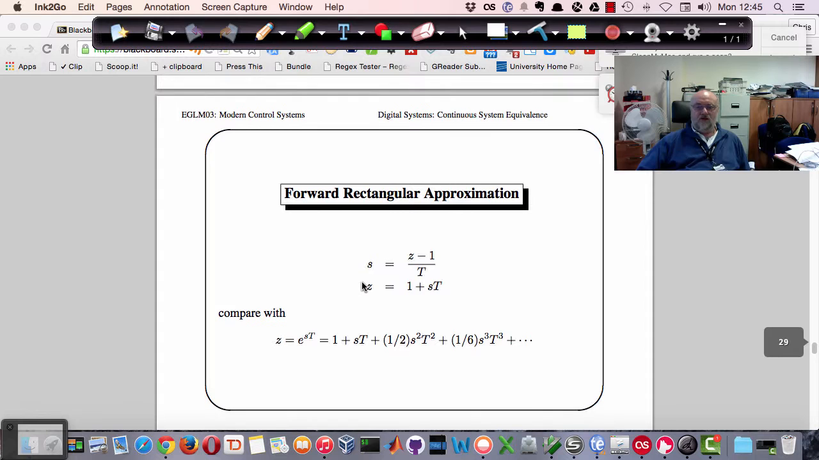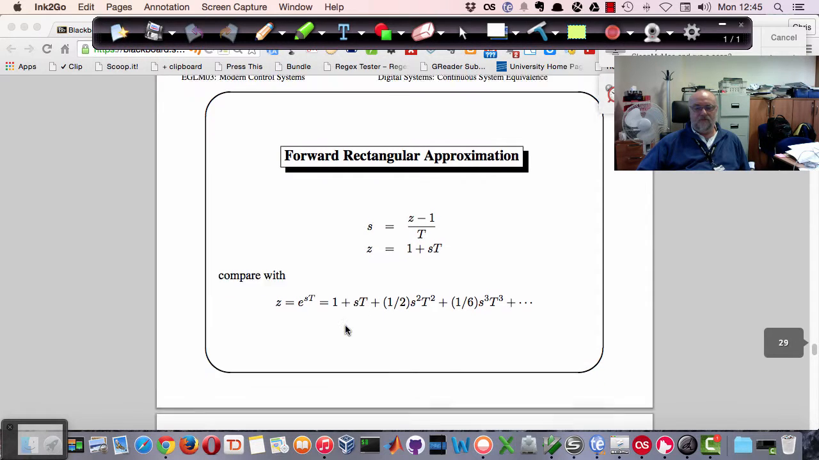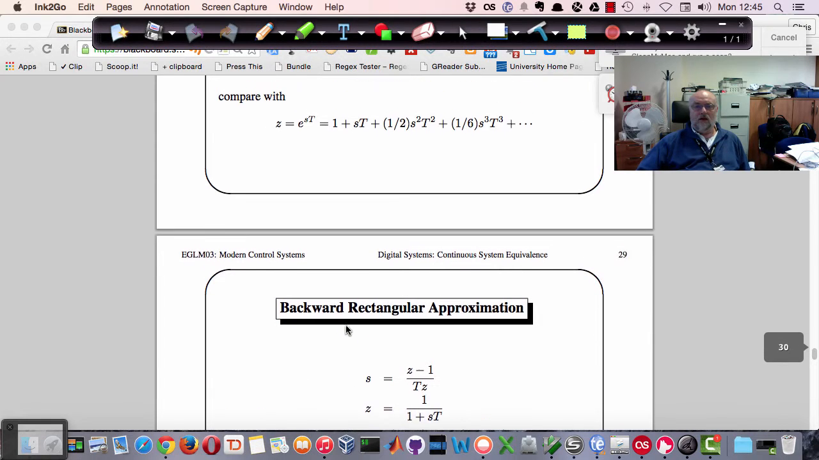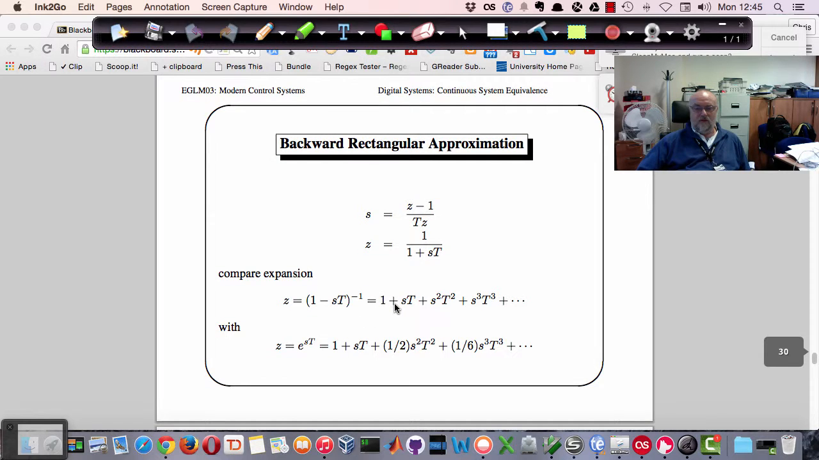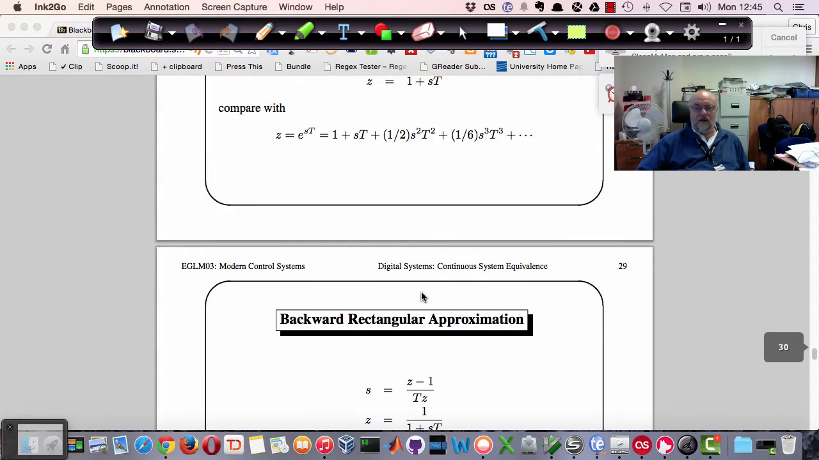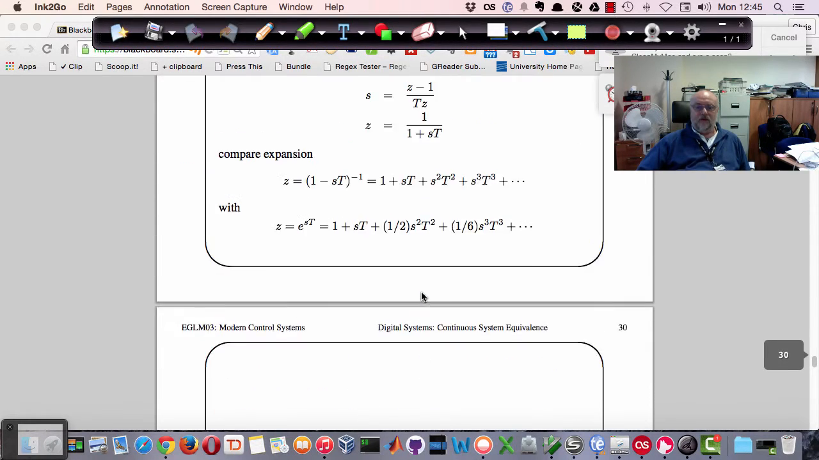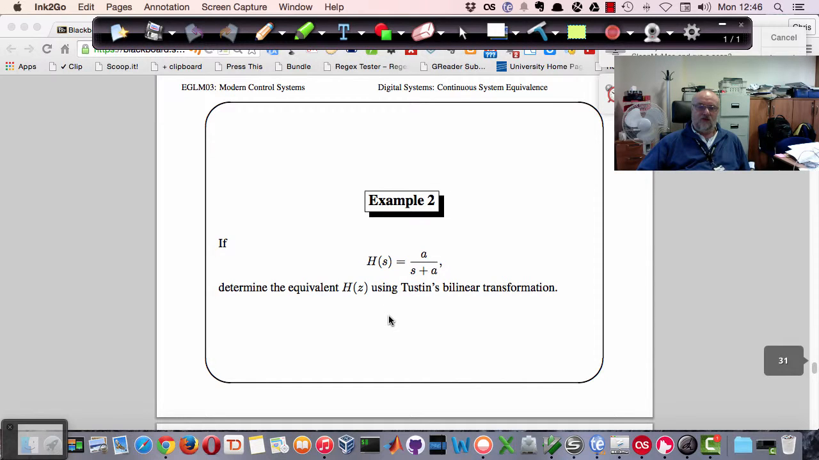Just for comparison, the forward rectangular approximation would give us this. It's only accurate really up until the second term, and then the third approximation is even less accurate than that term. So, in our second example in the lecture, we'll look at how we can use Tustin's bilinear transform, that relationship, to determine a transfer function for example 2.